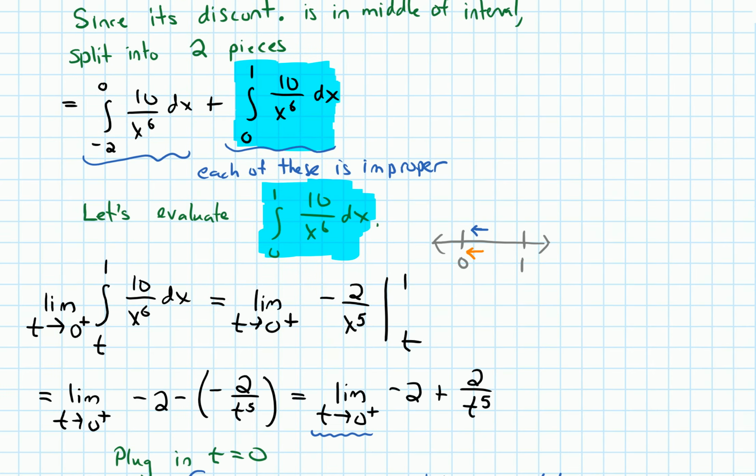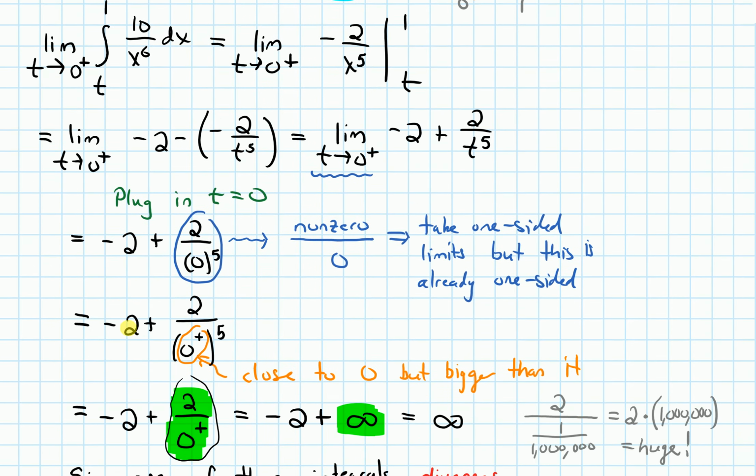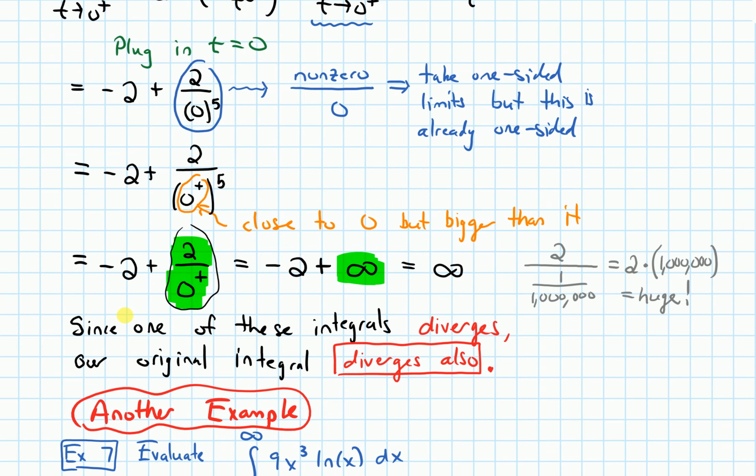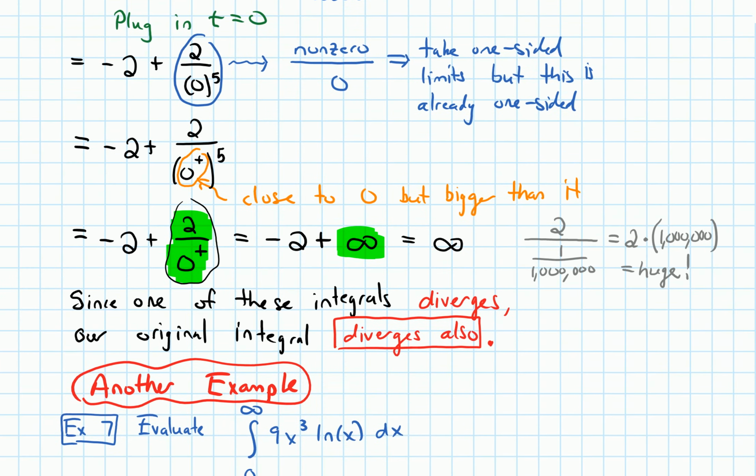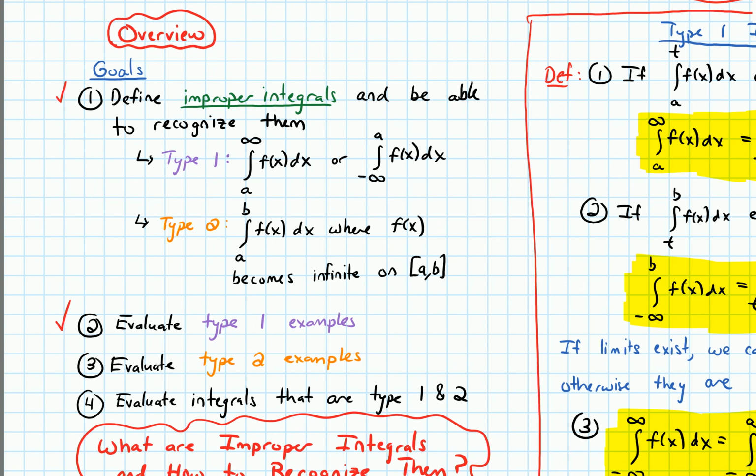All right, so in the next video, we are going to look at another example. In fact, in terms of our goals for this section, we have finished our third goal, which is evaluating some type 2 integrals. That's where our function becomes infinite somewhere on the interval because of a vertical asymptote, because of an infinite discontinuity.